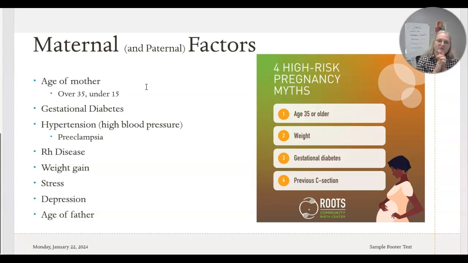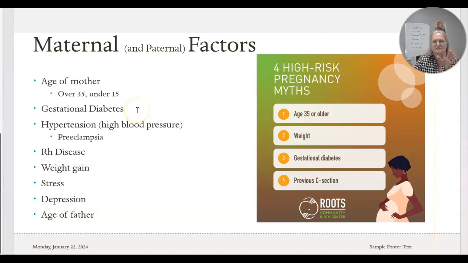A mother who's under the age of 15 has not fully developed her own body, so I think this should be obvious. Obviously, it would be difficult for her to produce another person.